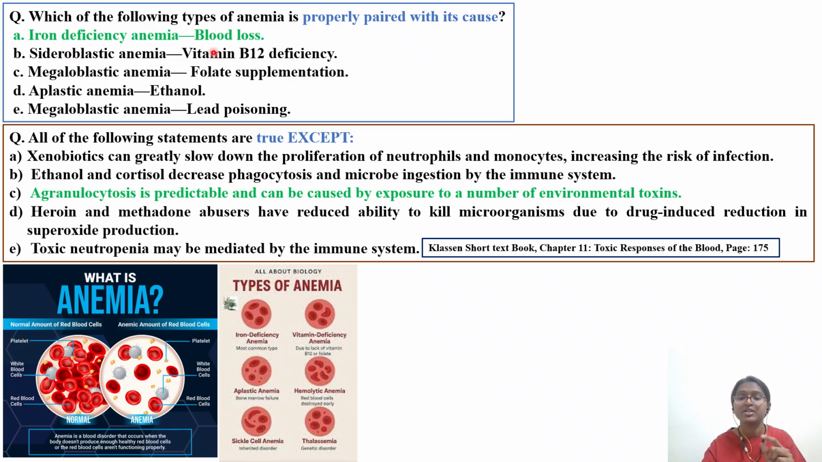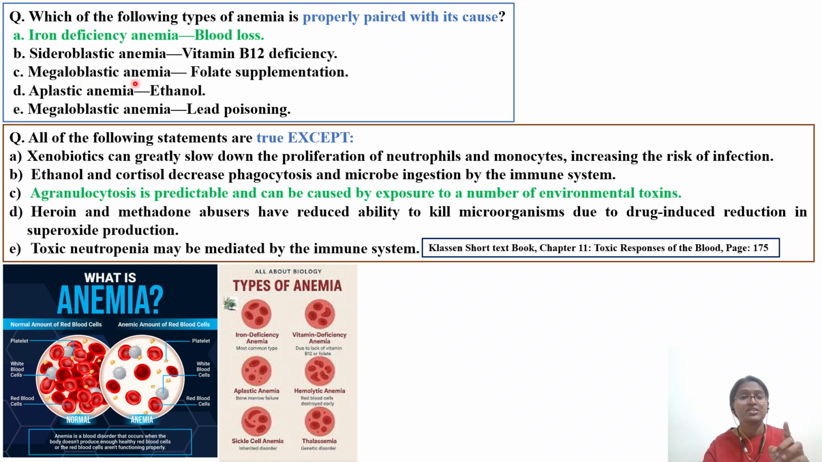Iron deficiency anemia will lead to blood losses. Whenever there is a blood loss, it will lead to iron deficiency anemia, because in the formation of hemoglobin, light chain, heavy chain structure will be there, and iron is important. The next, sideroblastic anemia, which is caused by vitamin B12? That is wrong. Instead of vitamin B12, it is vitamin B6.